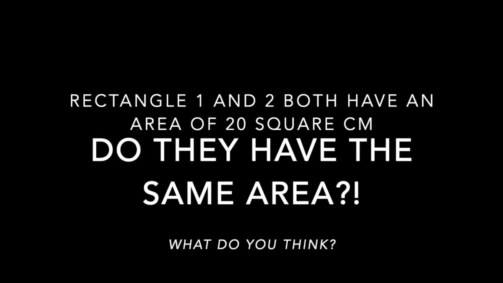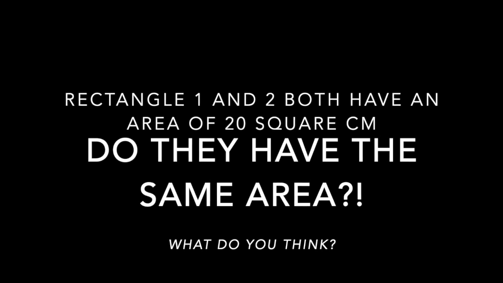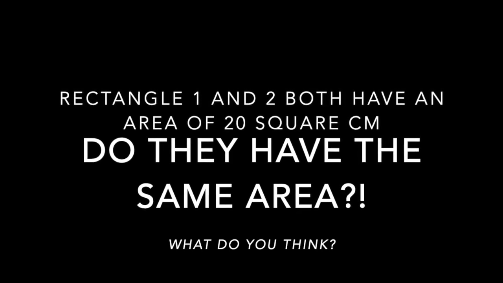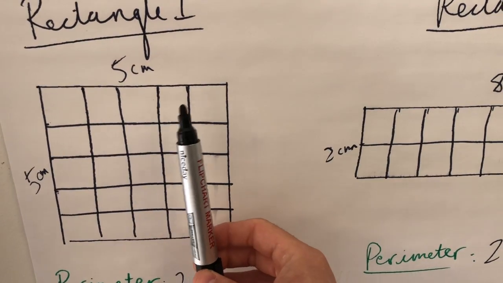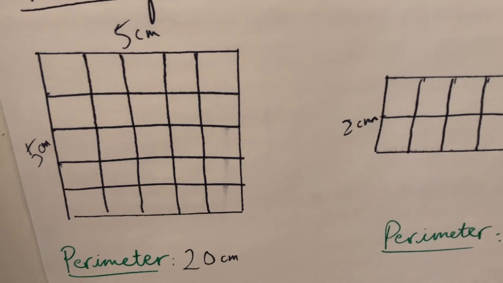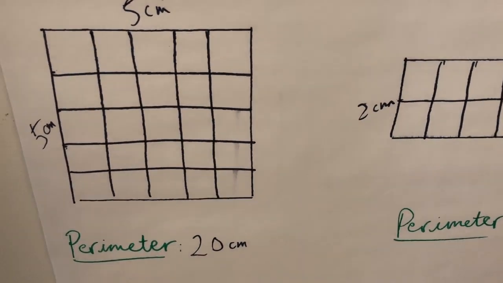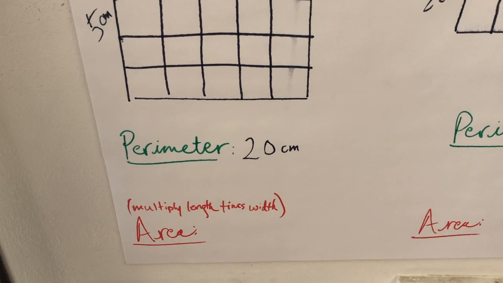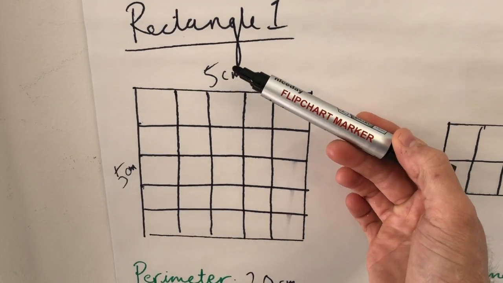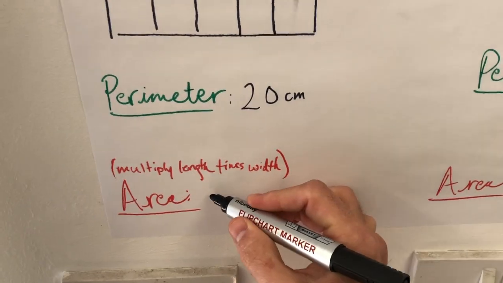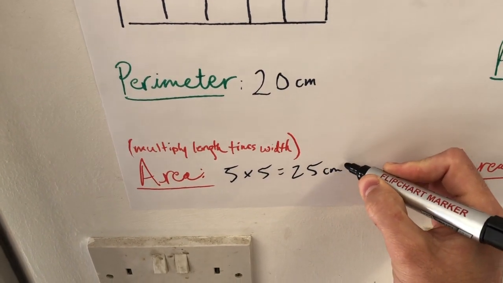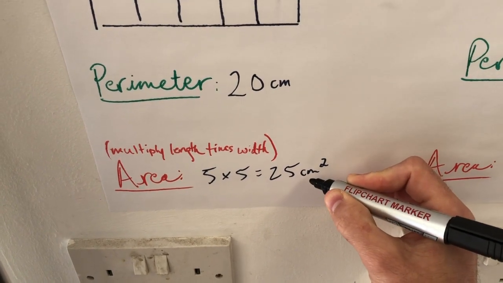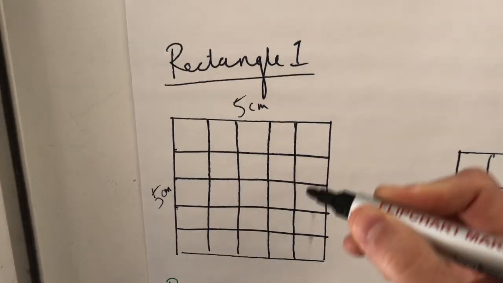What do you think? Yes? No? If you really needed to, if you're back in year 1, you would find the area by counting all the different squares. If you guys are in year 6, you don't need to do that anymore. What you can simply do is multiply the length times the width. So if we multiply our length times our width here, we have 5 times 5, you know your 5 timetables, that is 25 centimeters squared. Gotta make sure our units are centimeters squared. That's the area of rectangle 1.